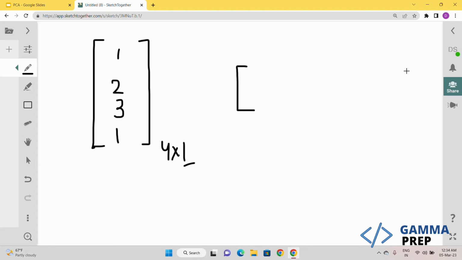Similarly, we will have a row matrix. In a row matrix, if it's something like this, then there is only one row. What would be the size? It would be 1 cross C. So here the number of rows is 1, whereas in a column matrix, the number of columns is 1.